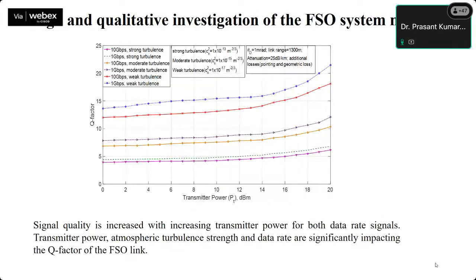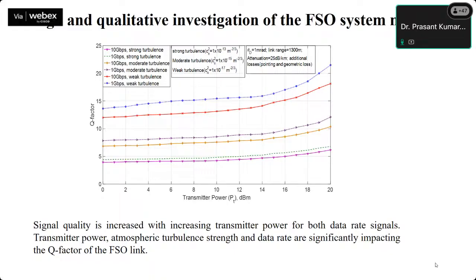Similarly, this also shows a case of multi-gigabit transmissions, in which it is the Q factor versus the transmitted power. You can see that for the 10 Gbps link under strong turbulence, it is falling just below the FEC threshold. For the moderate and the weak turbulence, the link at 10 Gbps is working very fine. So signal quality is increased with increasing transmitting power for both the data rate signals.